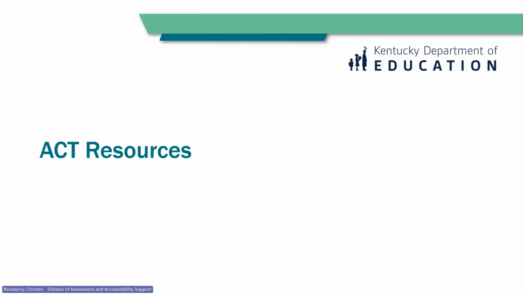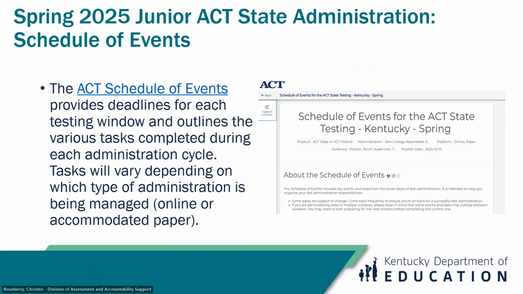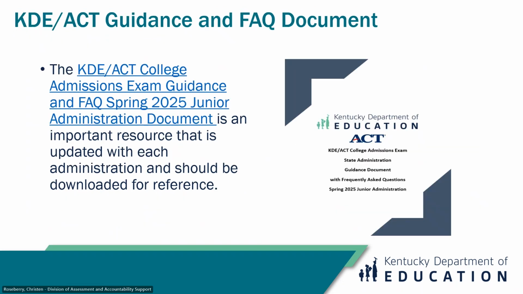Now let's discuss some ACT resources. The ACT schedule of events provides deadlines for each testing window and outlines the various tasks that need to be completed during each administration cycle. Tasks will vary based on which type of administration is being managed, online or accommodated paper. The KDE ACT College Admissions Exam Guidance and FAQ for spring 2025 is available. It is an important resource that is updated with each administration and should be downloaded for reference.